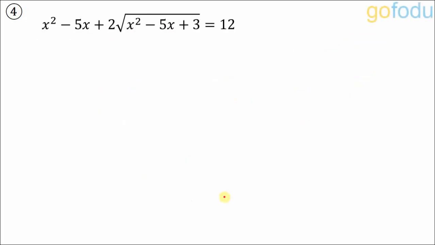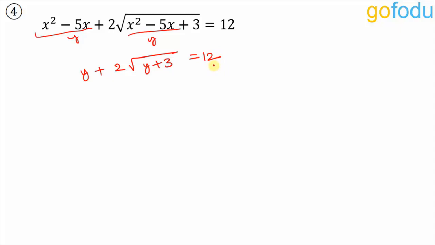Next question. Again, at first look, this thing will come to your mind: simply put x square minus 5x as y. Here also we can put this as y, and the equation that you will get is 2 root y plus 3 is equal to 12, which is still too difficult to solve.